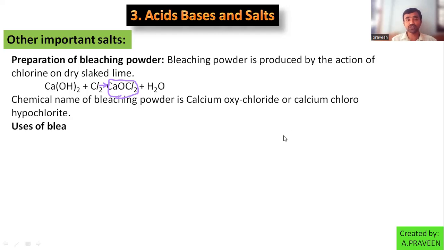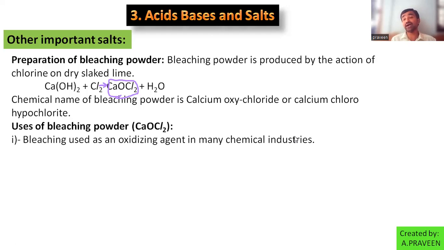Then here, what are the uses of bleaching powder? There are many uses, but mainly you need to remember at least these following four. Bleaching powder is used as an oxidizing agent in industries. So it can supply oxygen, and it oxidizes the other substance, so that's why it is called an oxidizing agent.